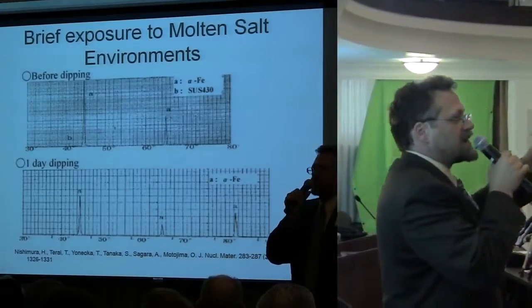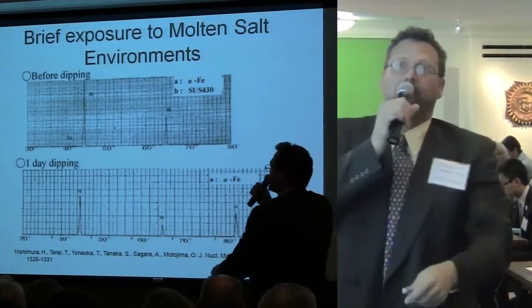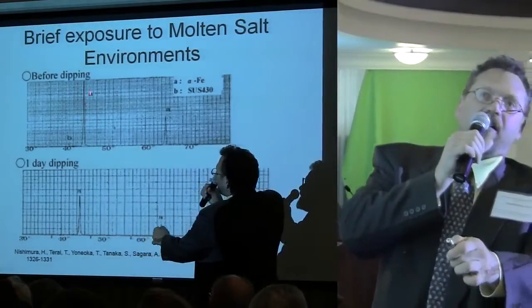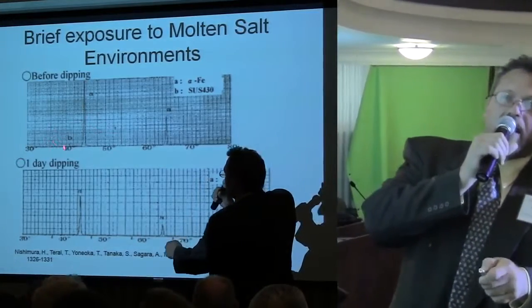We use X-rays to look at crystals, to figure out those structures, and it's like a fingerprint. We have the alpha peak. These are called reflections in 2 theta. And we have the beta.